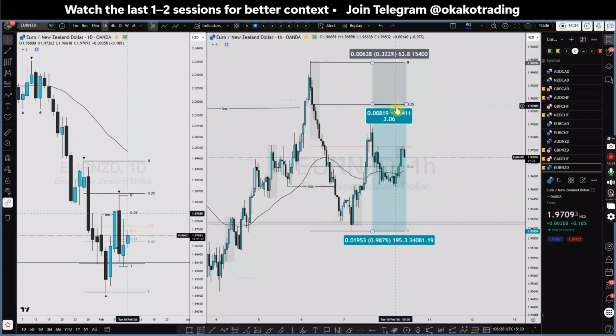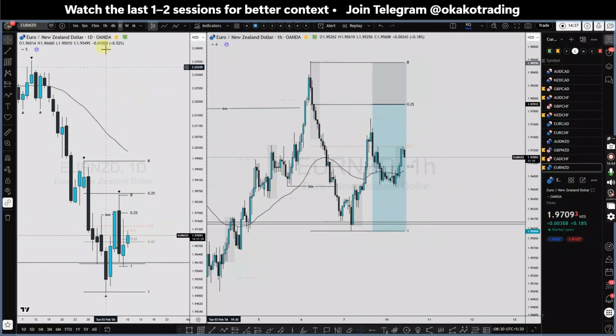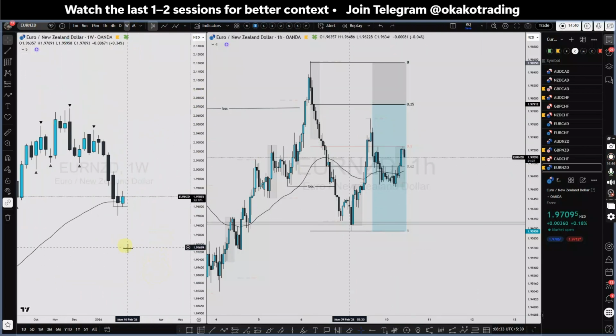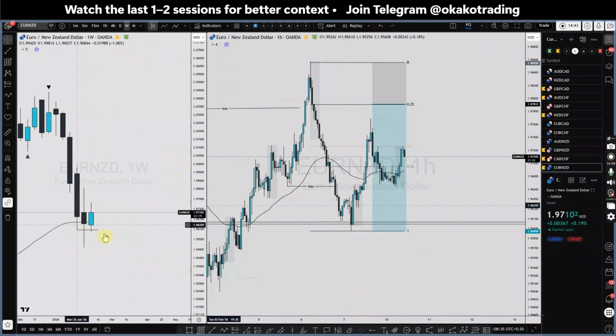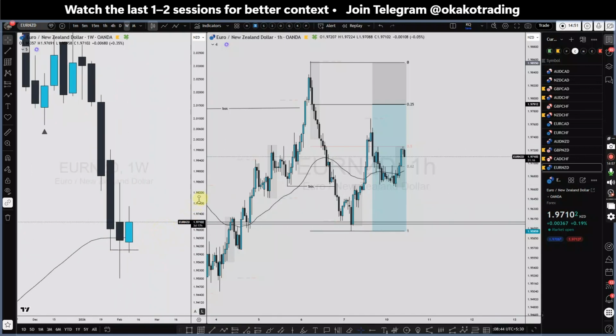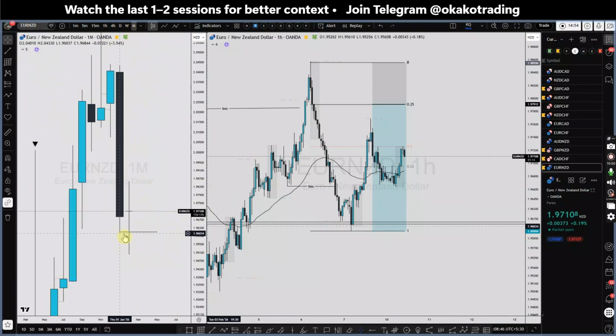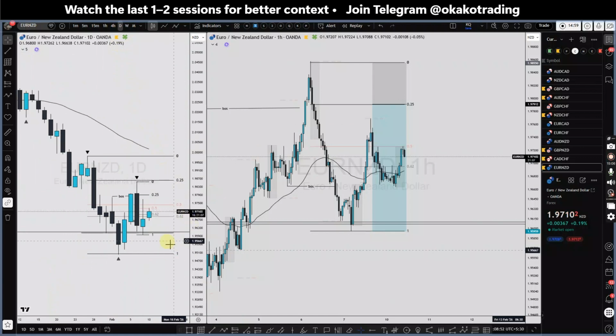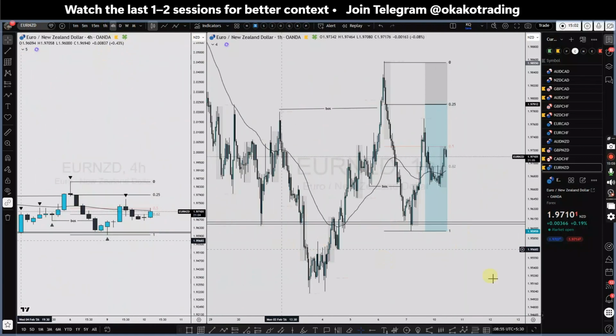Euro NZD, I have my short limit placed at around this level. This is also a B grade trade because the weekly bias is not lining up. Last week we actually closed above the low of the week before it, so the weekly bias is not that strongly bearish. At the same time, we just cleared the previous monthly low, and right now we are strongly bouncing back above. So I'm just gonna keep this in my watch list.